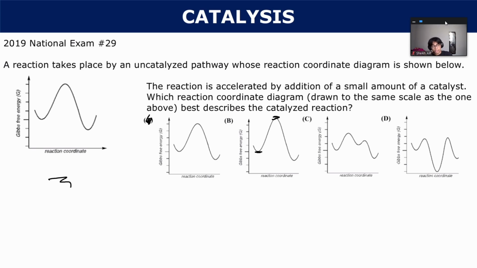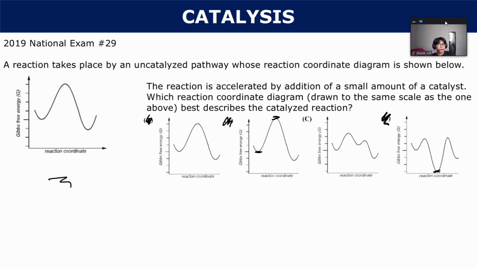And remember, the activation energy decreases in catalyzed reactions. So A and B are incorrect. If we look at D right here, D does something completely weird. D goes all the way down here. And that doesn't make sense because a reaction wouldn't go from intermediate to products if the intermediate is at a lower level. And so the only thing that makes sense really is C.